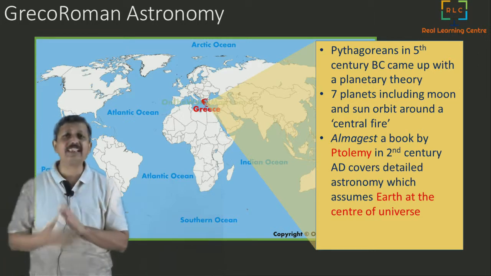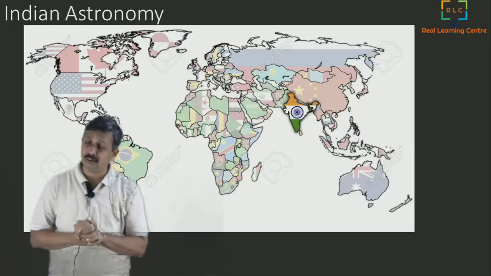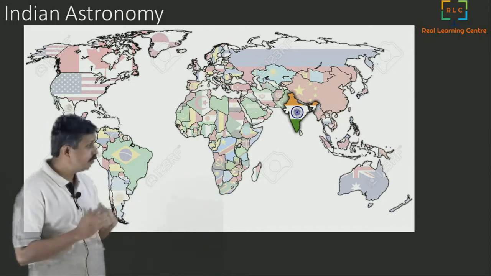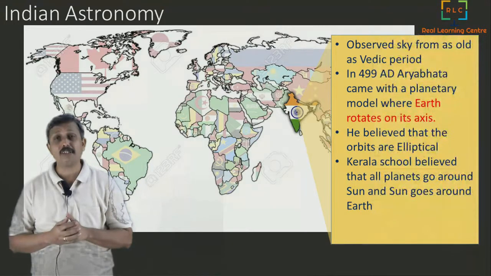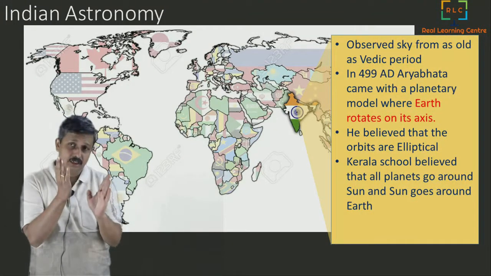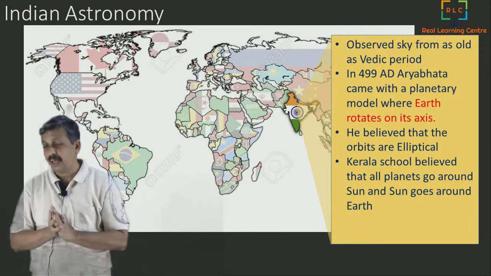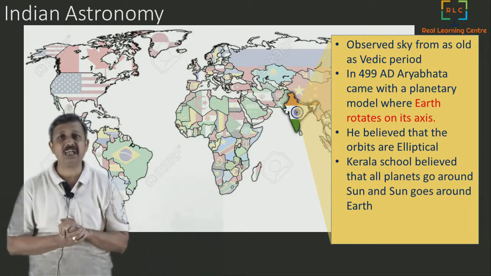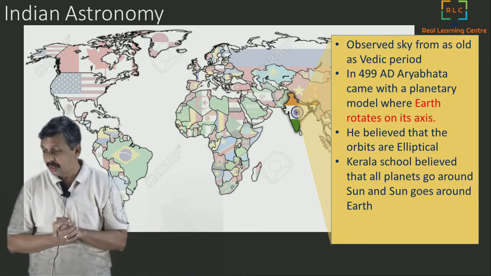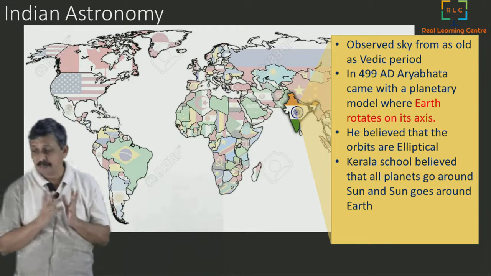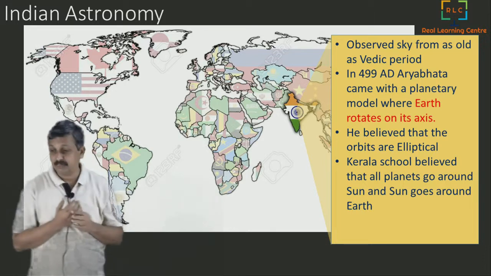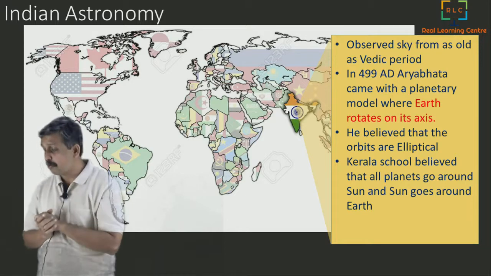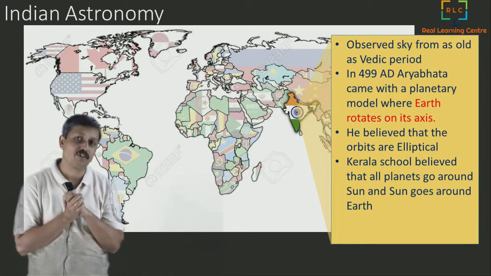So were the Indians doing anything at all at that time? Indians did a lot of astronomy too. And Indians came up with very interesting things which we don't give too much importance to because we don't study it well enough. If you see from the Vedic period, they kept observing many stars and planets. More than that, they came up with the Earth rotating about its own axis very early, by Aryabhatta.